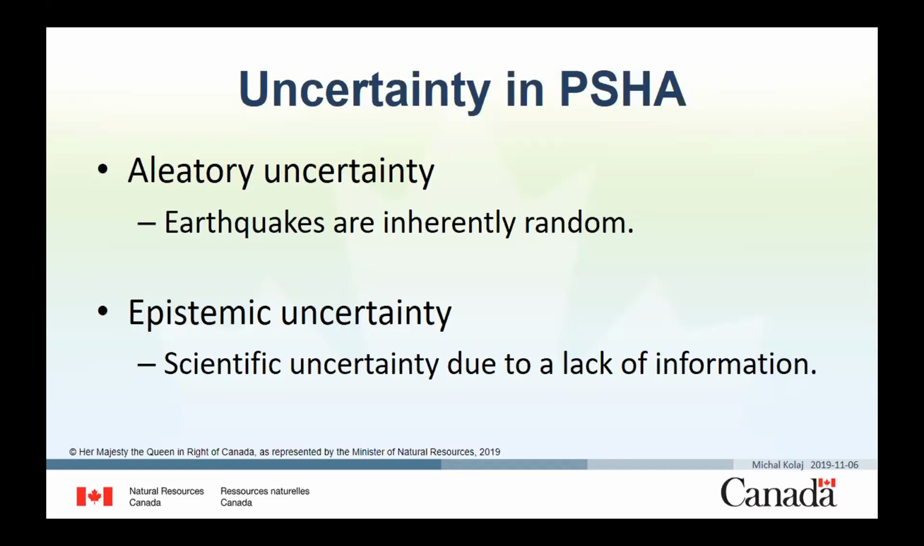The other form of uncertainty we talk about is epistemic. And this is basically under the notion that we don't have enough data and we don't have enough information, so there are a lot of different models that might be correct, and we don't know. And so we have to model different alternatives to sample what we think we know.